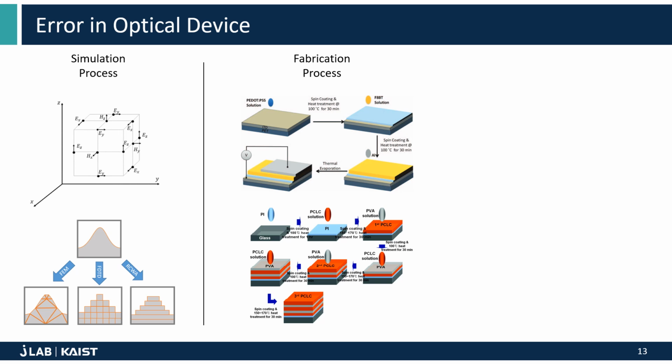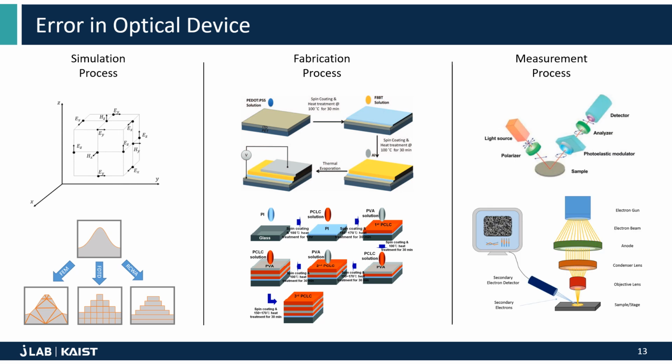To address this, we introduce an additional neural network designed to predict the impact of such errors on optical performance. This error prediction network is trained on a dataset that includes realistic variations in parameters like layer thickness and refractive index. By doing so, we can compensate for the performance degradation due to fabrication or measurement inaccuracy.